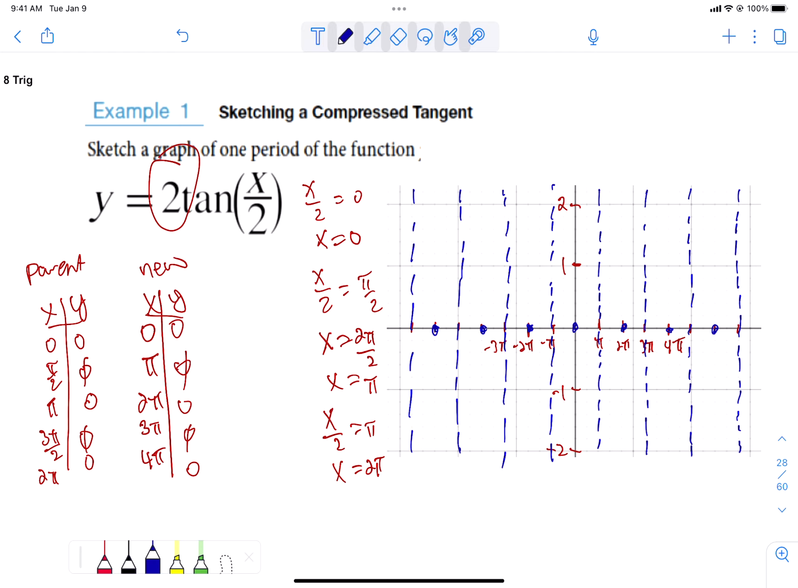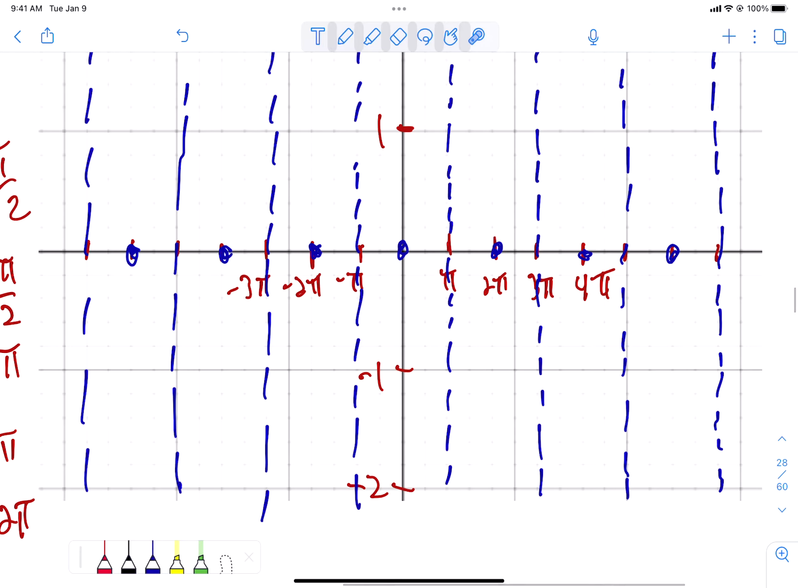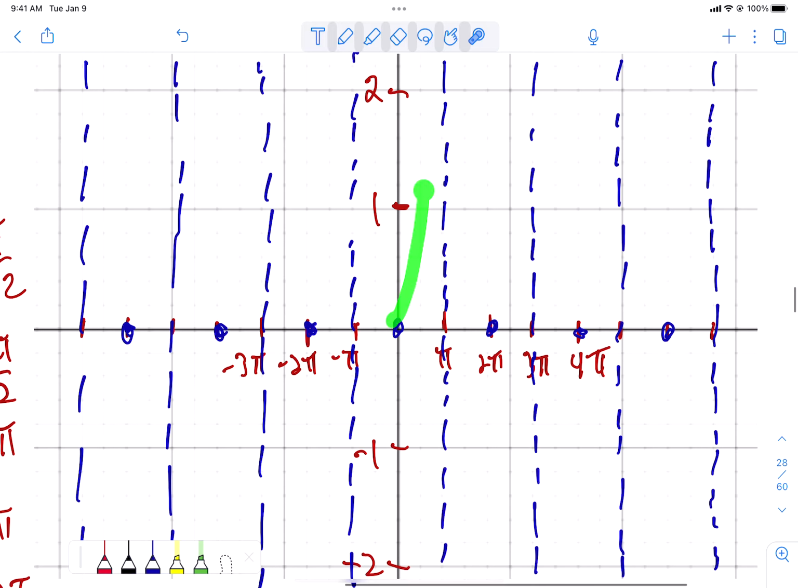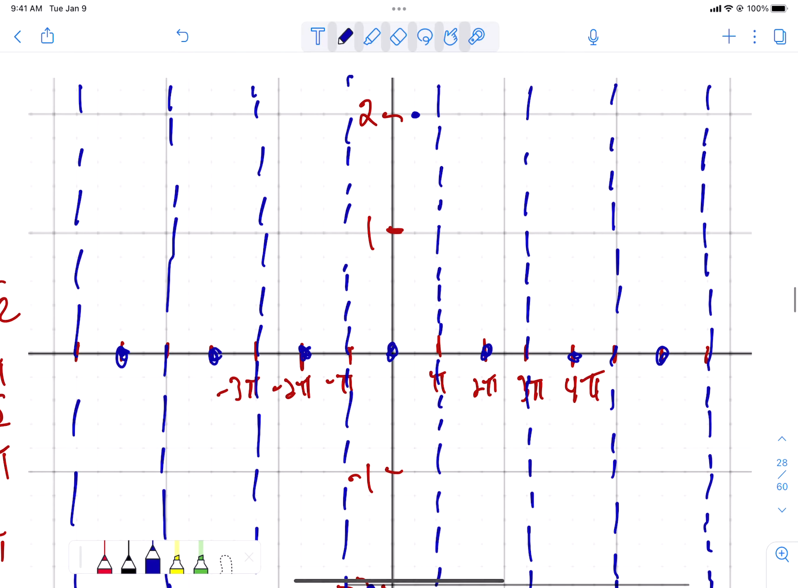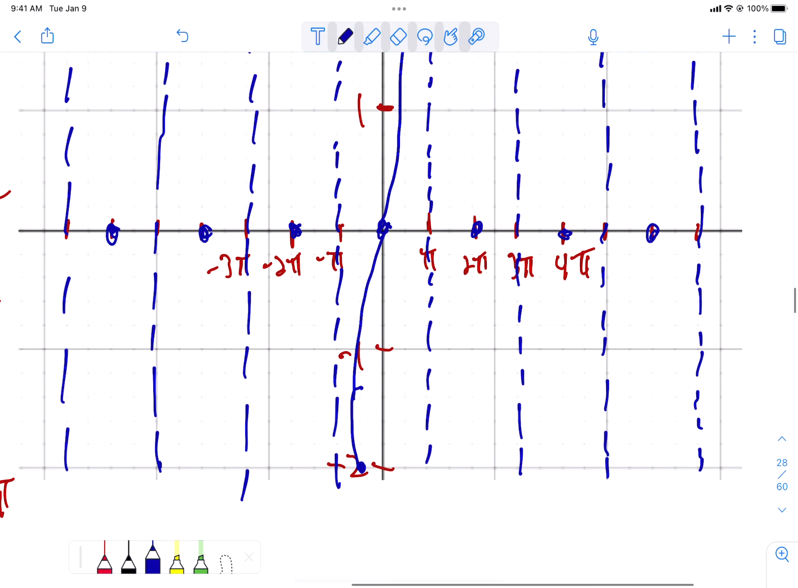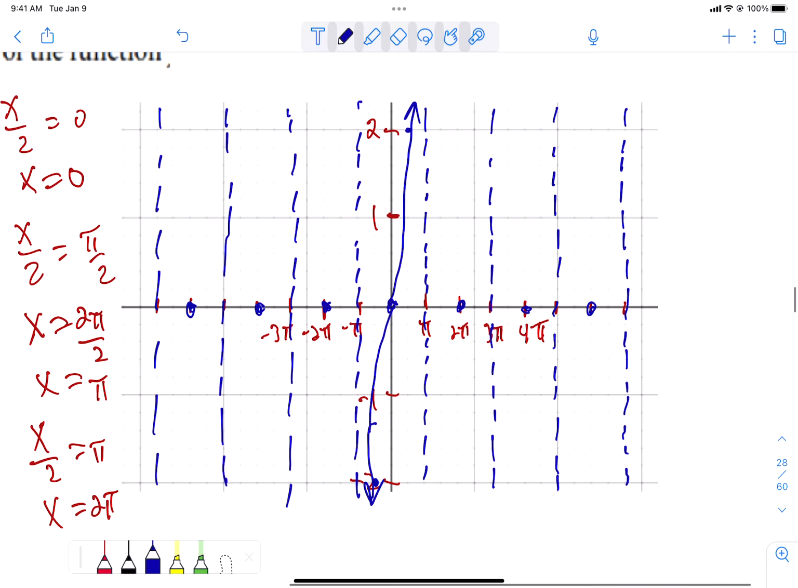Now I have to put on the 2. Well, the 2 is going to be halfway in between here. So halfway in between there, we're going to be up at 2. We're going to be way up here. And halfway to the left, we're going to be down. I guess I didn't need to stretch the 2 up so much, but you can. And we should look like a little cubic. And make your cubics repeat themselves.